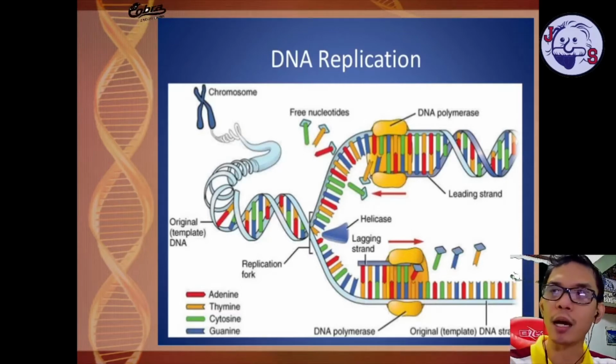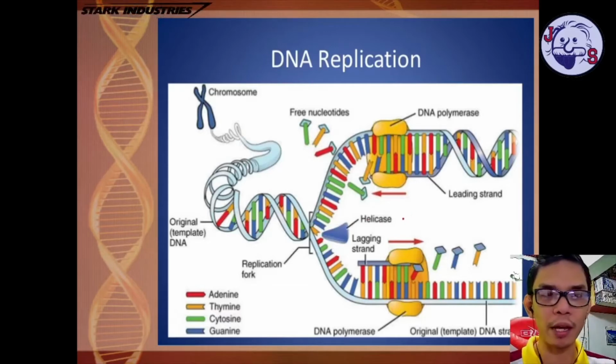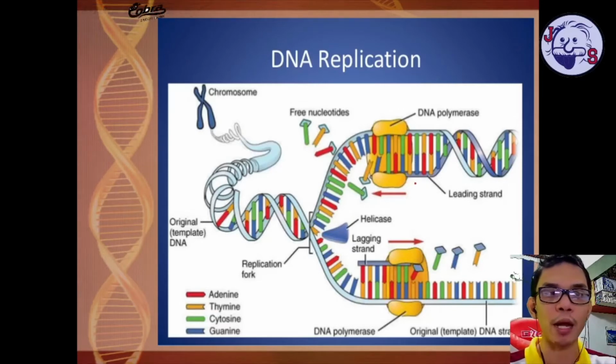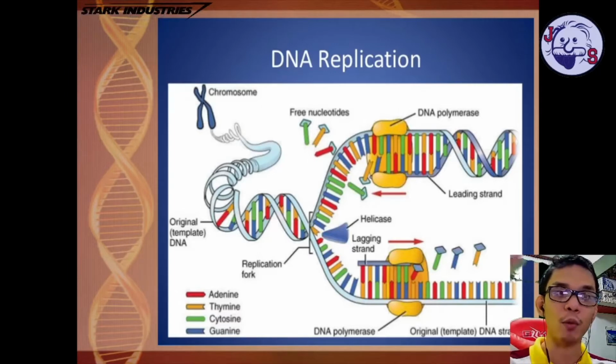Now in this case, the helicase is just like a zipper. As we all know, DNA is a double-stranded molecule, and in order for this double strand to be unzipped, it needs a helicase. The helicase separates the two strands of the DNA that are connected by hydrogen bonds. They are connected by hydrogen bonds, and the helicase is the one that separates them, just like a zipper.